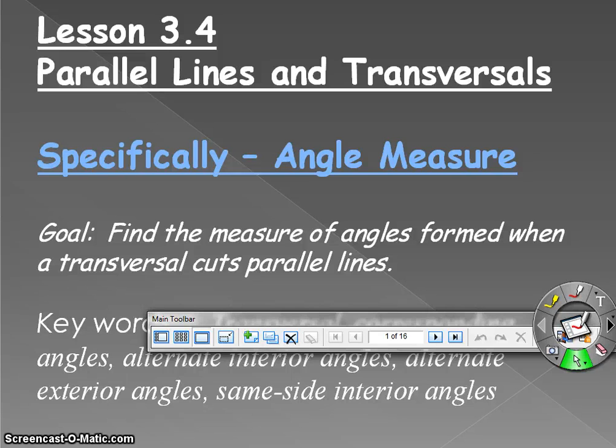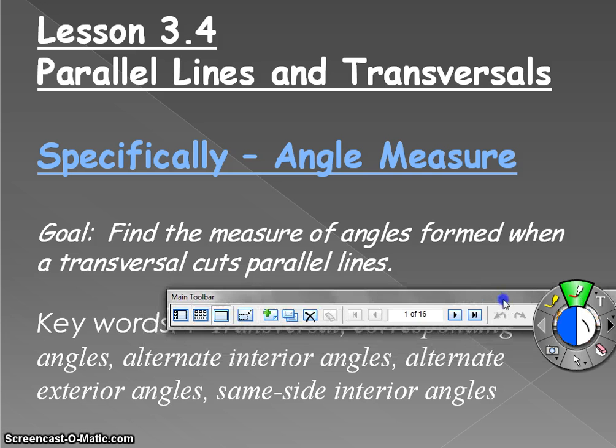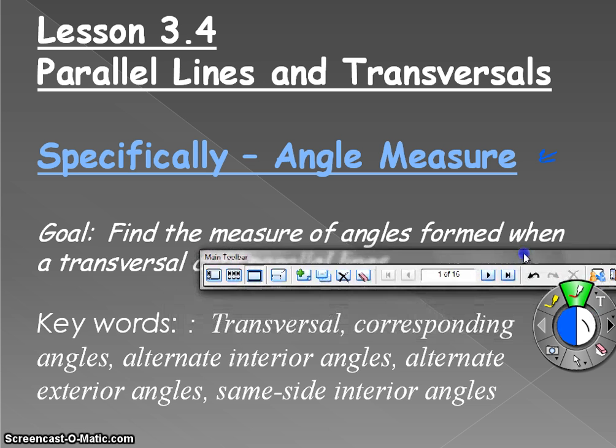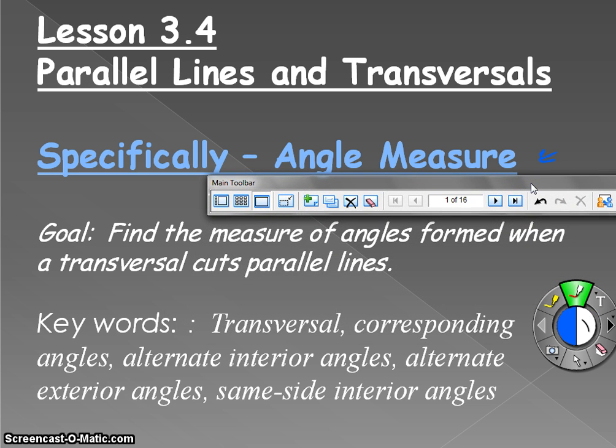Hello, ladies and gentlemen. Today we're going to talk about lesson 3.4, which is parallel lines and transversals, a little more with it. Today we are actually looking at the measurement of angles related to parallel lines and transversals. So right there, specifically angle measure. Our goal is to find the measure of those angles that are formed, and then we have our list of keywords again right here. Same words as last time, so no new names, just doing some different things with them.